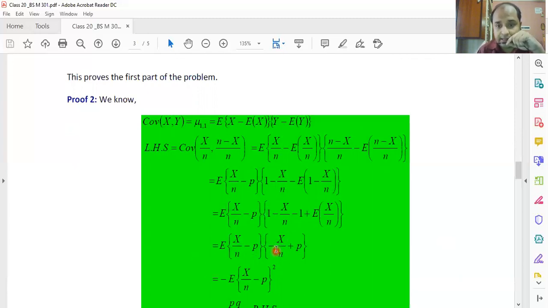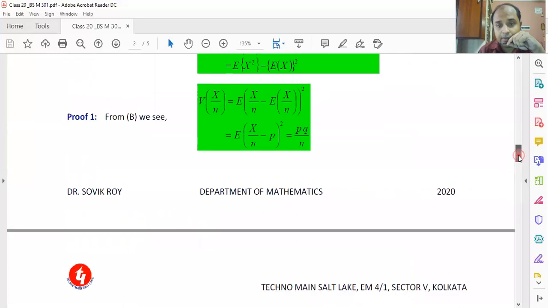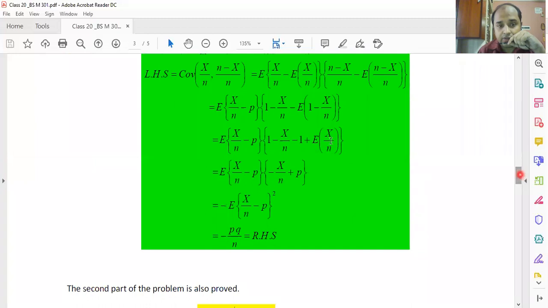We are taking the minus sign outside the expectation, and we are getting minus E of X by n minus p whole square. What is that? We have already proved it above. It is PQ by n. So ultimately the covariance of this expression becomes minus PQ by n. So it is a very beautiful example, and you can treat these two results as a theorem. If you can remember, in some problems it may become a helpful tool. Okay, you can use it directly.